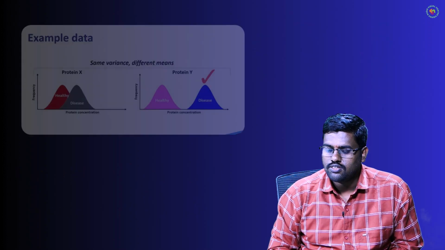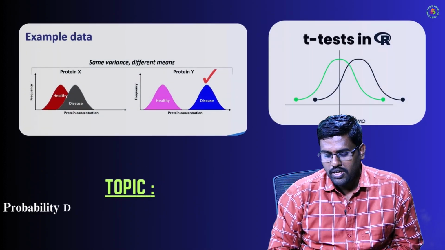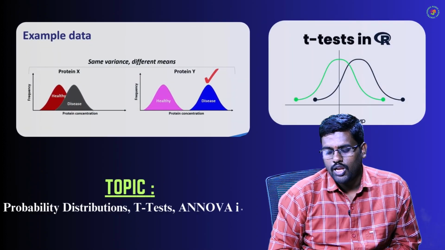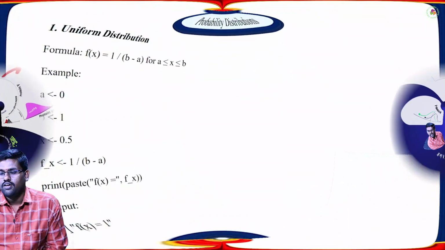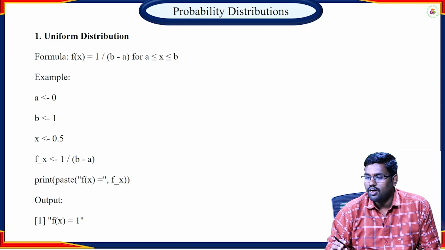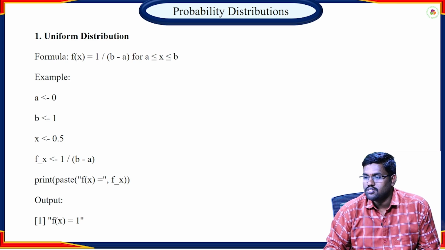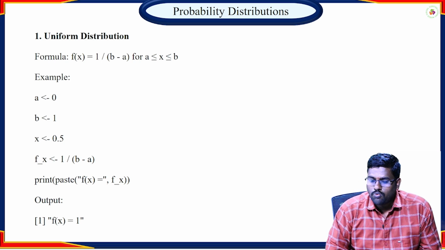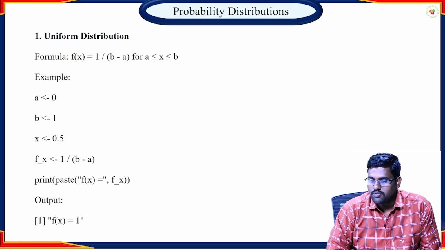So today I want to discuss probability distributions, t-test and ANOVA in R. Probability distributions means we need to distribute all the values based on different types of probabilities, whether it belongs to a true case, success case or false case, and these are represented by using distributions. First, we have different types of distributions.